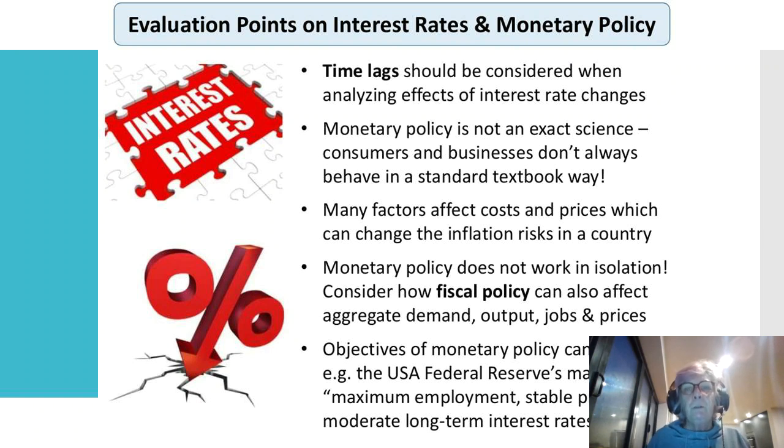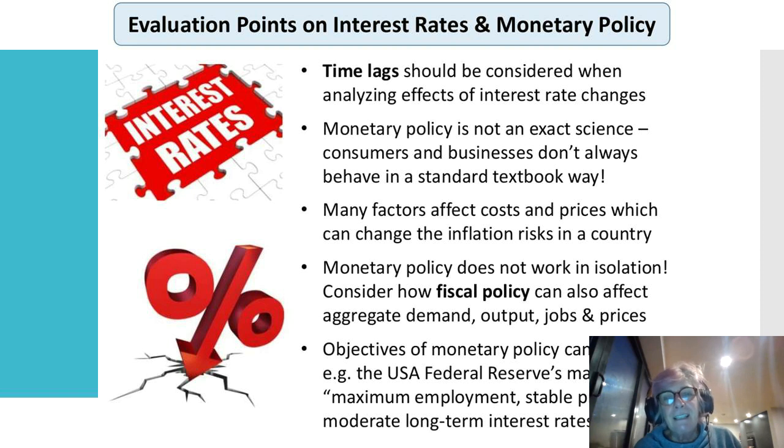So monetary policy isn't perfect. It comes with its problems as well. The first one is that it's not instant. So if governments decide to change interest rates or to change the ease with which credit can be granted, it takes a while for those changes to work their way through into the economy. And by that time, perhaps demand will have changed anyway. So monetary policy is not an exact science. It's impossible to know exactly how consumers and businesses will respond. We don't always behave in the standard way that we're expected to.